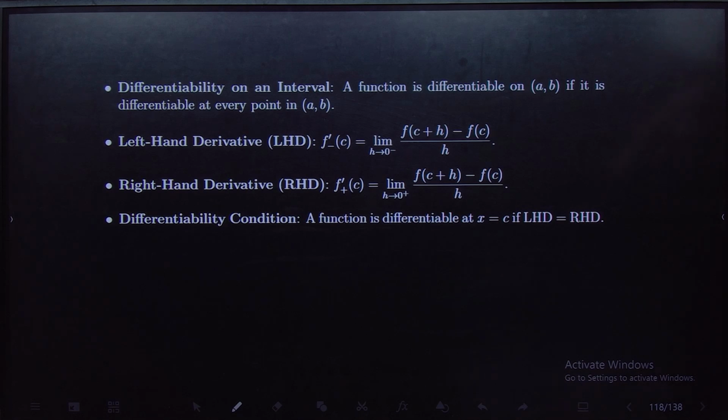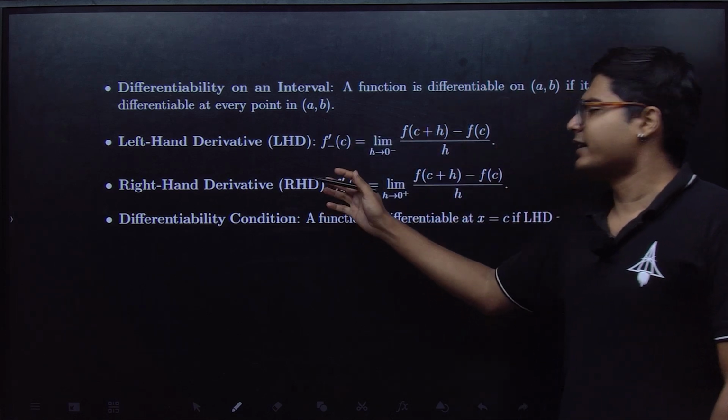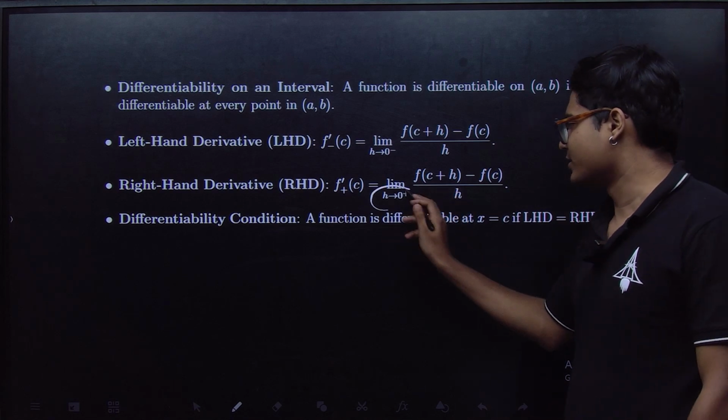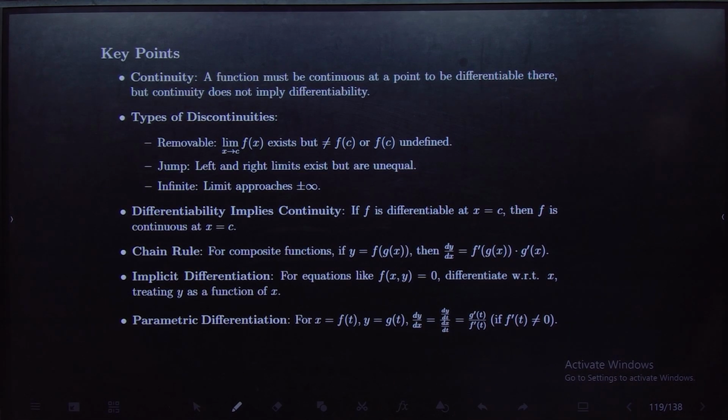Okay. Then you have the idea of a left-hand derivative. Left-hand derivative is just looking at the left-hand limit. Right-hand derivative is looking at the right-hand limit, which you already saw when we were doing limits, right? Okay, cool. Some key points.